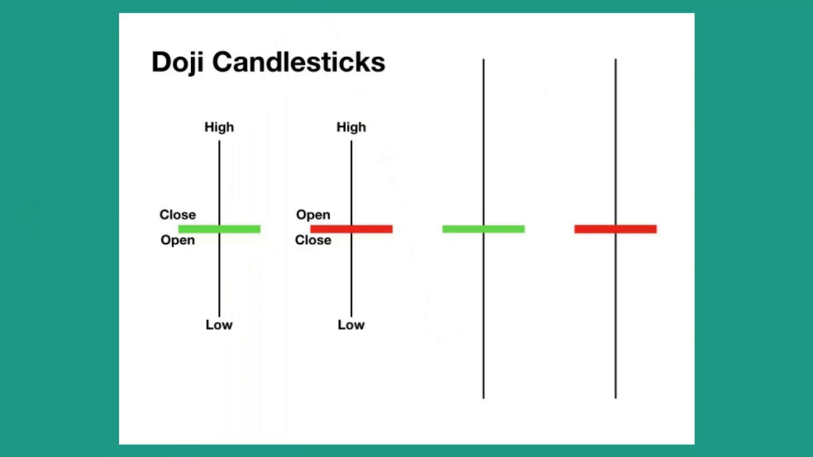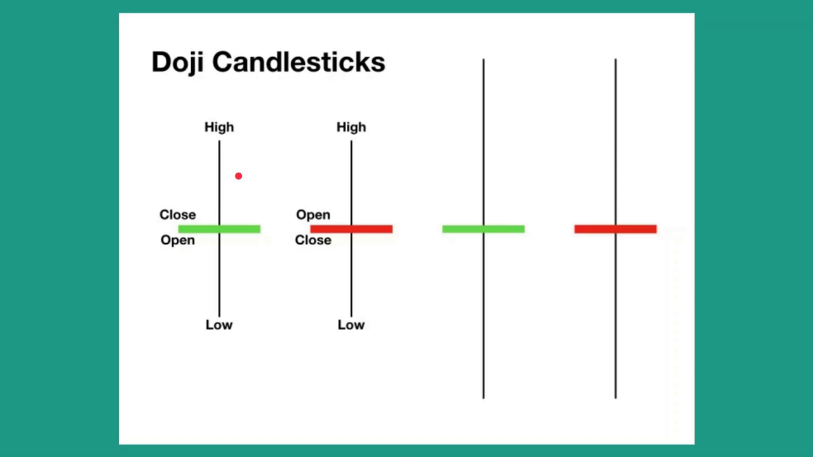A doji is a candle in which the opening and closing prices are the same. As you can see here, they are either the same or they are very close to each other. Therefore, it resembles a cross as you can see here. Like the spinning top, the doji indicates a market in complete balance between supply and demand. Since a doji session represents a market at the juncture of indecision, it can often be an early warning that a preceding rally could be losing steam.